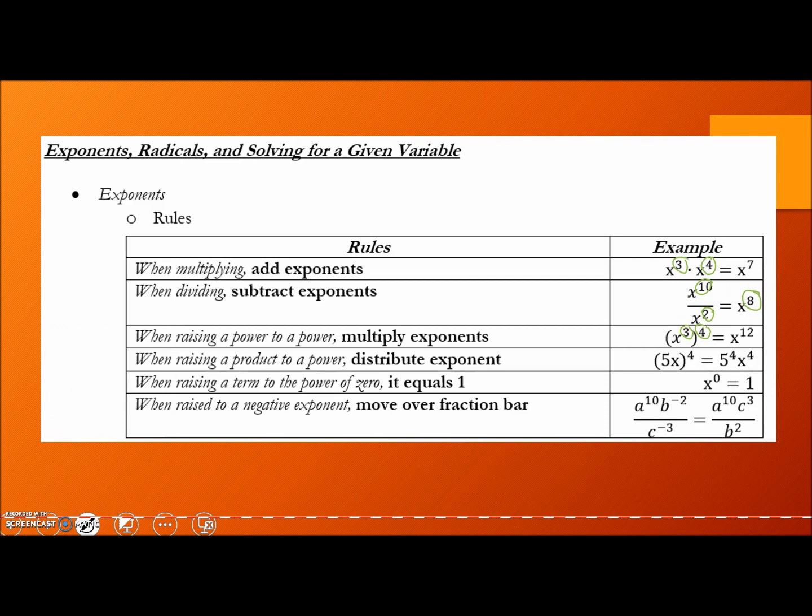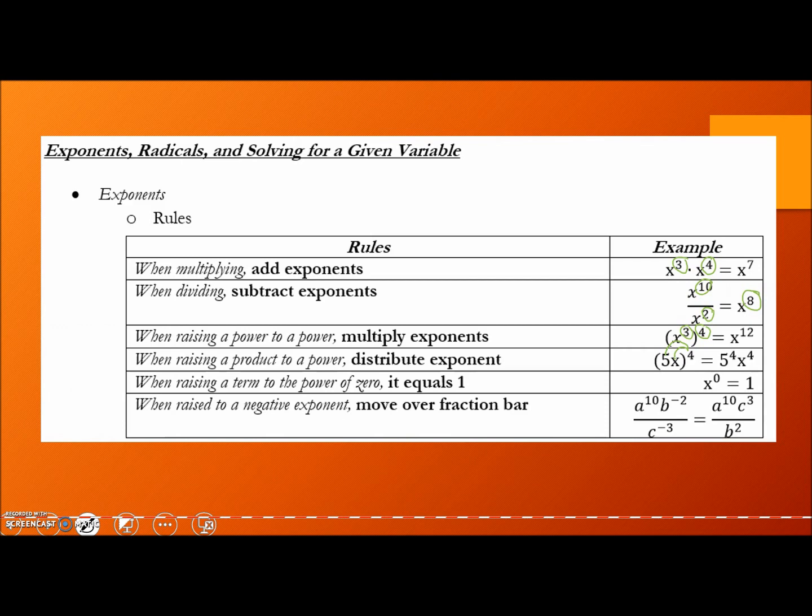When raising a product to a power, you want to distribute the exponent. So I have 5 and x inside the parentheses, so I distribute the 4 exponent to the 5 and to the x. When raising a term to the power of 0, it equals 1. So anything raised to the power of 0 is always 1.